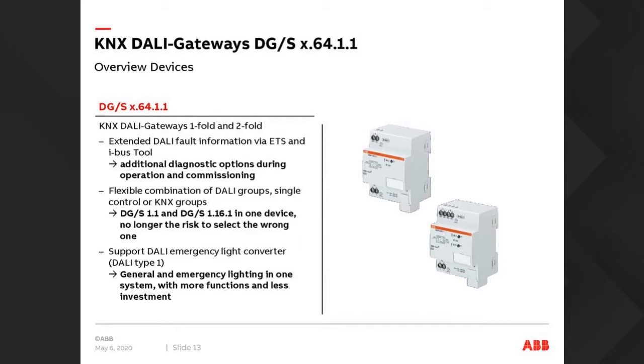We have the flexible combination of DALI groups, single control or KNX groups. Don't forget, just because I talk about only having 16 groups available on the DALI side, that doesn't mean we can't do things differently and group them on the KNX side. So, for example, I might have 4 lamps in one room controlled off group 1 on the DALI side. My second room might have another 6 lamps, so I have 10 lamps controlled in 2 individual groups on the DALI side. When I want to switch that, I will send a KNX telegram to the DALI gateway, telling it to switch group 1 on, group 2 on, whichever I want to do.